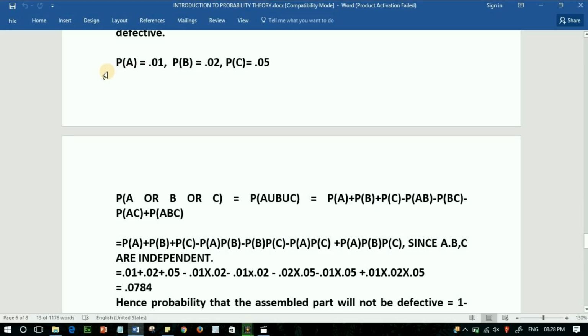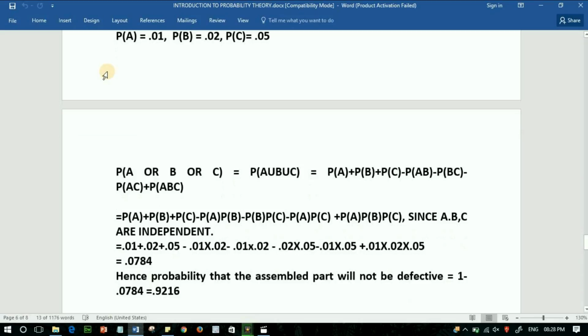We have a formula: P of A plus P of B plus P of C minus probability of A intersection B minus probability of B intersection C minus probability of A intersection C plus probability of A intersection B intersection C. Here A, B, C are independent.